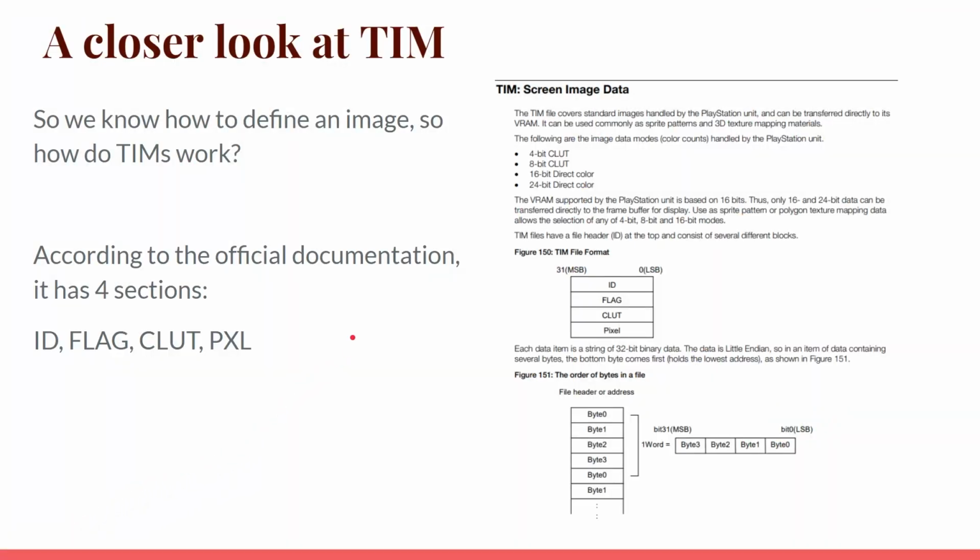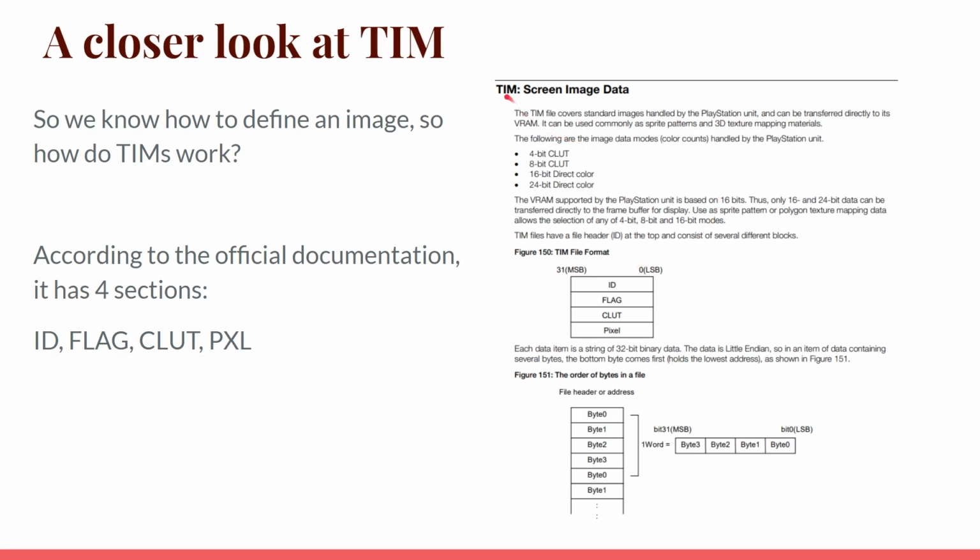Now that we know how an image is defined and how it has two very important parts that we want to look at, the color palette and the image, how does the TIM image format work? So let's take a look at how TIM works on the PS1, the standard format. Well, we have the actual SDK, the documentation that tells us exactly how it works, provided directly by Sony from their developer tools. According to the official documentation, it has 4 distinct sections to the file.